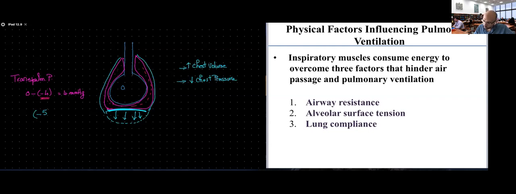So now the transpulmonary pressure, the pressure that keeps my lungs inflated, is 0 minus -5. It's going to be 5 millimeters of mercury. So the net pressure that keeps my lungs inflated is going to be increased during inspiration. I will increase the pressure that keeps the lungs inflated. In other words, what am I doing to my lungs? My lungs will be expanding.